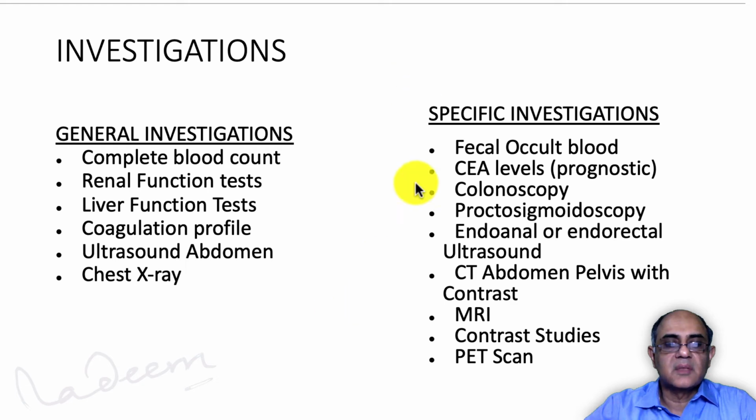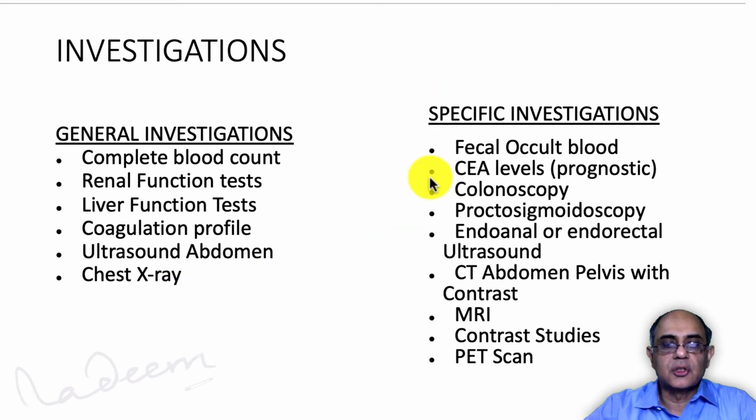General investigations and specific investigations. For general investigations, the main purpose is that you, as a surgeon, will be planning some sort of surgery. So you need investigations for the patient's fitness for surgery, fitness to get general anesthesia. So you will have blood counts, renal function, liver functions, coagulation profile, chest x-ray, and ultrasound abdomen as part of general investigation to see any involvement of liver mets. The chest x-ray can show the lungs also, if there are any mets there.